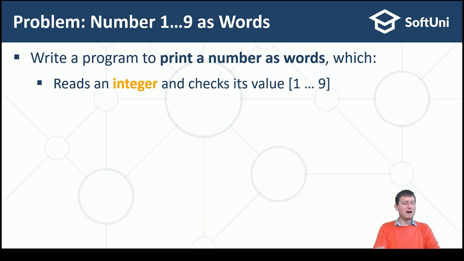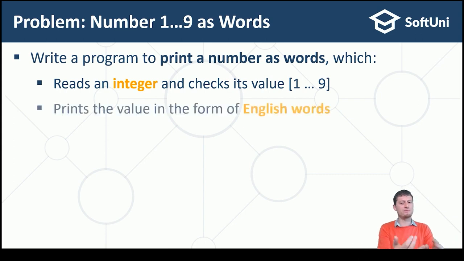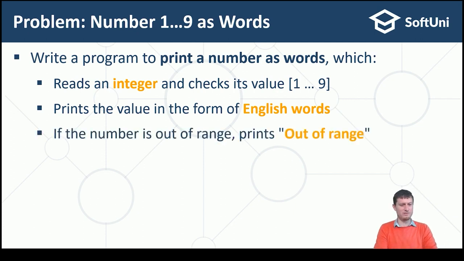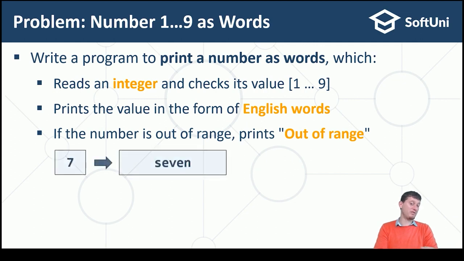Okay, this is the next problem we shall solve together. It's called number 1 to 9 as words. It's about writing a program which prints the given number as words. It reads an integer and checks its value. If the integer is in the range from 1 to 9, it's printed as English words, for example, 1 or 7. Okay? If the number is out of range, or for example, it's 100, we print out of range.